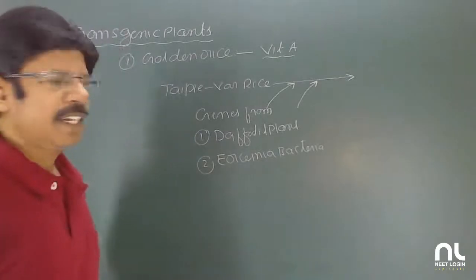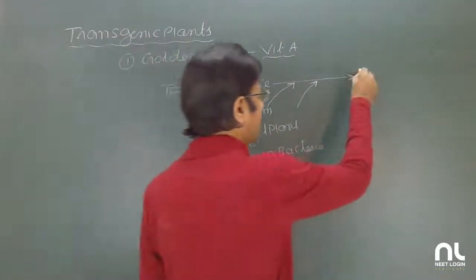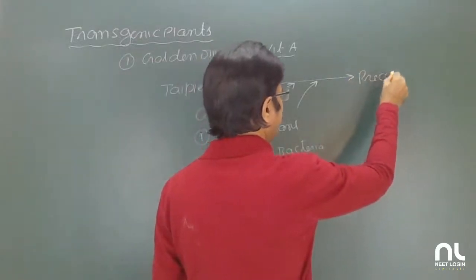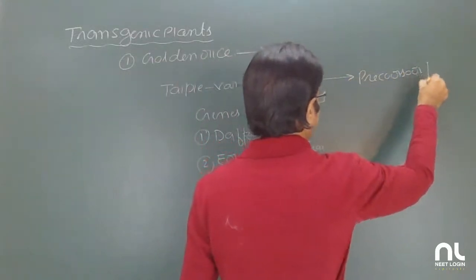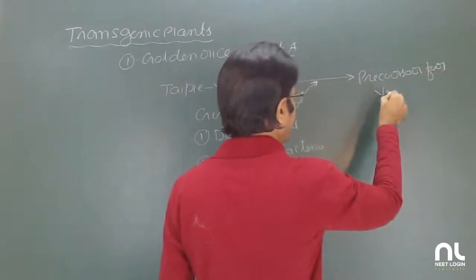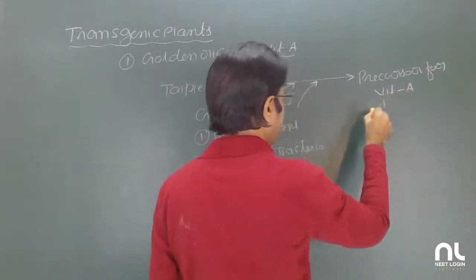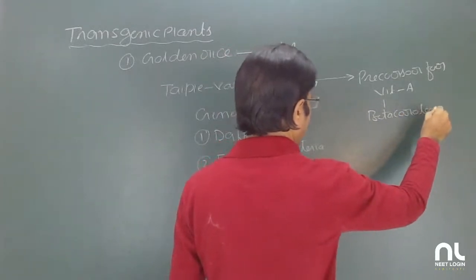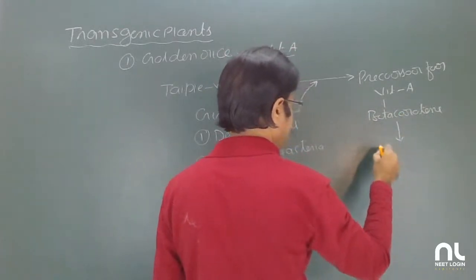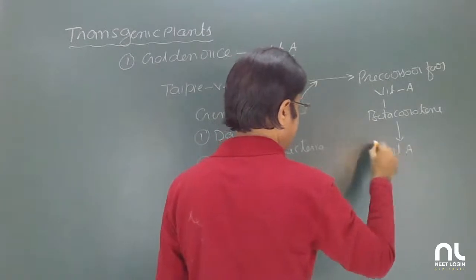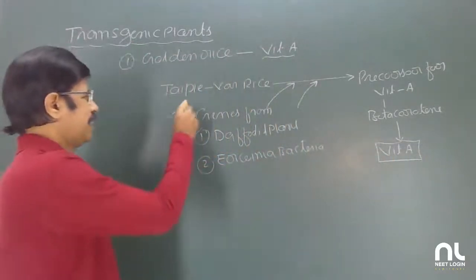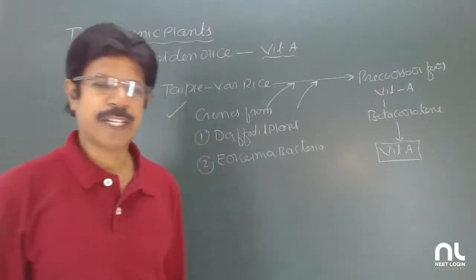Daffodil plant and Erwinia bacteria, and it forms the precursor for vitamin A, beta carotene, that forms vitamin A. It once appeared in the NEET 2019.